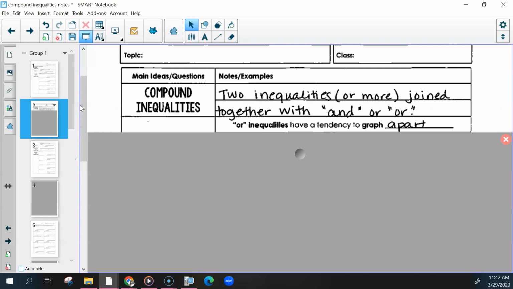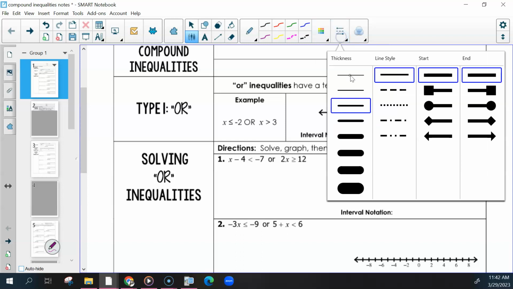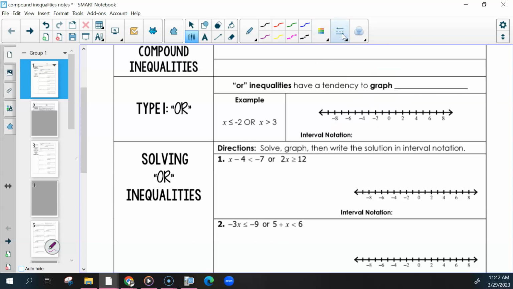So it gives you an example. We'll talk about that first, and then we'll do an actual example. The example would be like your answer. You worked it down to get this. When you get something like this, you're going to graph both pieces, like you would a normal thing, but on the same graph. So this one would be closed at -2, going to the left. This one would be open at 3, going to the right. So when it says graph apart, it looks like that. Matthew, show your left.